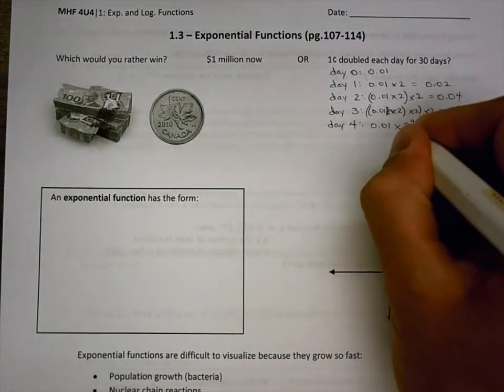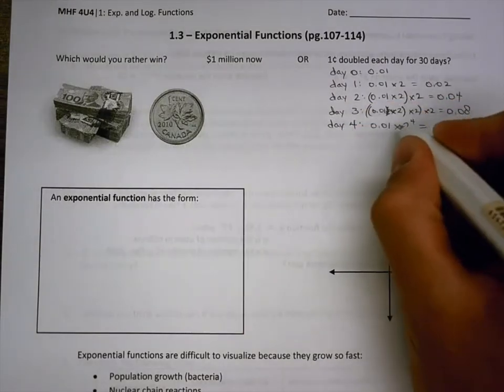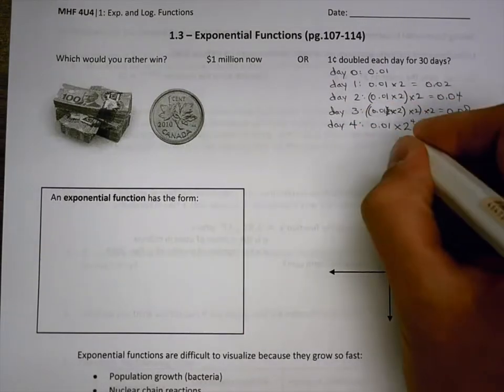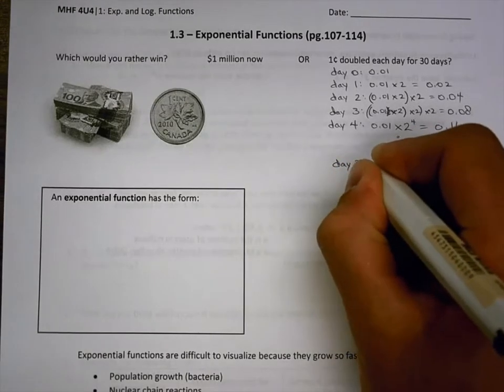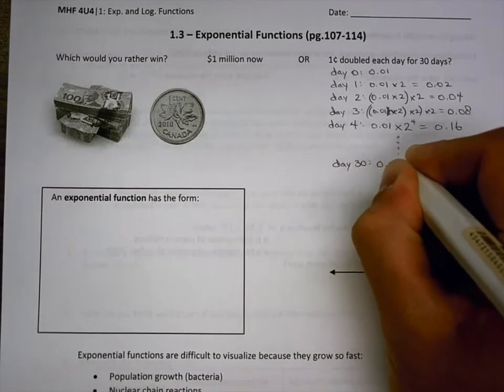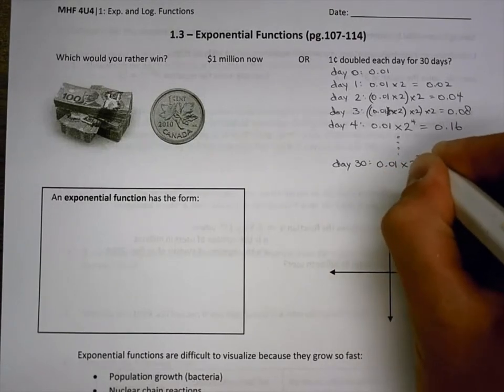So let me fast forward now. I kind of know I have a pattern here, right? It's just 2 to the power of the number of days. So let me fast forward to day 30. This is going to be 0.01 times 2 to the 30.